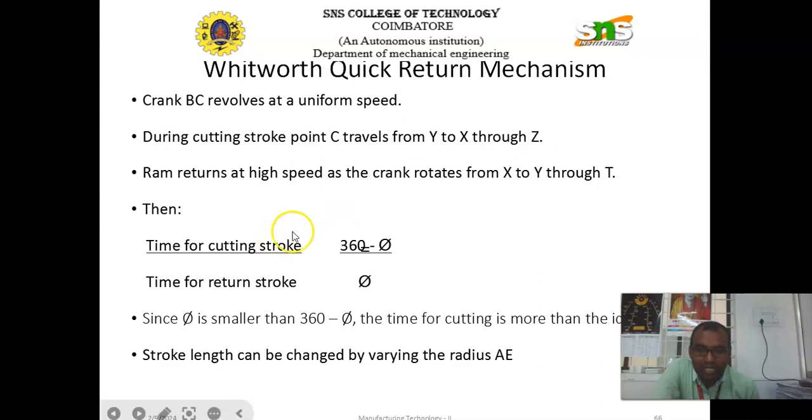Then the time for the cutting stroke is 360 minus α, and the time for the return stroke is α. Since α is smaller than 360 minus α, the time for cutting is more than the idle time, that is, the return stroke. Stroke length can be changed by varying the radius of the bull gear through the crank pin.